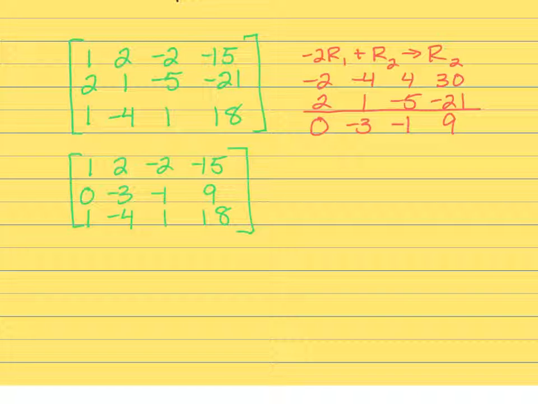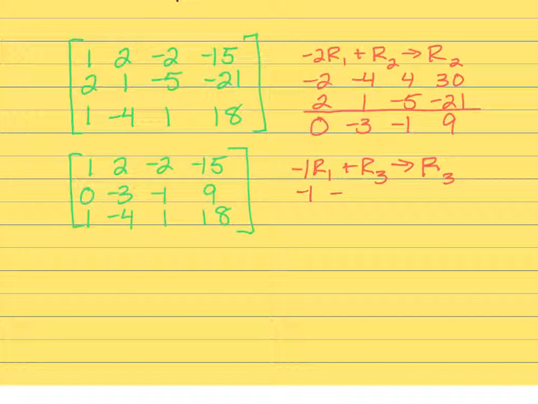Okay, so my next goal is to get a 0 right here. And the way I'm going to do that is I'm going to go negative 1 times row 1 plus row 3, replace row 3. So if we do that, negative 1 times row 1 looks like this.